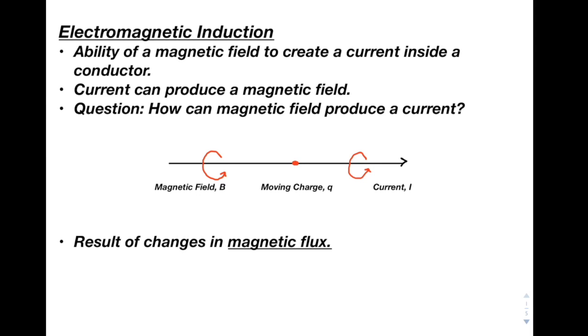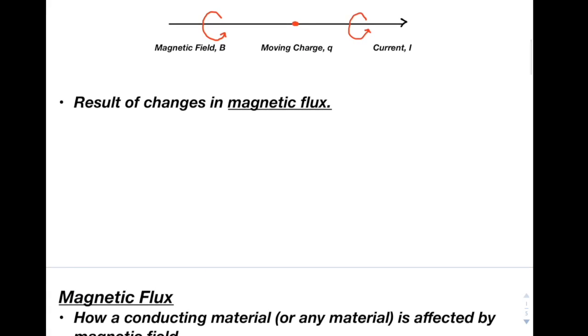So we already know that the opposite is true, that a current can produce a magnetic field. And we've seen this in the diagram below. If we consider a wire and we have a current traveling in that wire, a magnetic field is going to wrap around that wire according to the direction of the current. So the question is asked, how can a magnetic field produce a current? Well, this current is produced as a result of changes in magnetic flux. So we're going to talk about magnetic flux next.